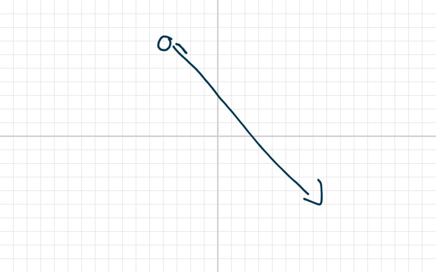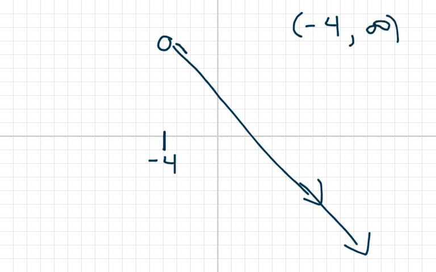So the first thing I want to notice is domain goes from left to right. So we're starting here, which is -4, and then it continues on and on and on here. So if I use interval notation, I'm starting at -4 and I'm going to infinity, because this never stops. This goes on and on. So this is your infinity here. So that's your domain.